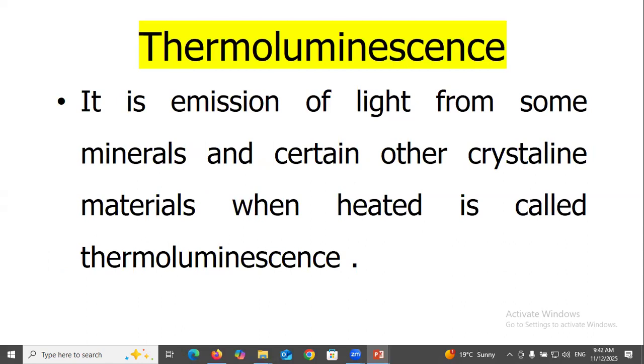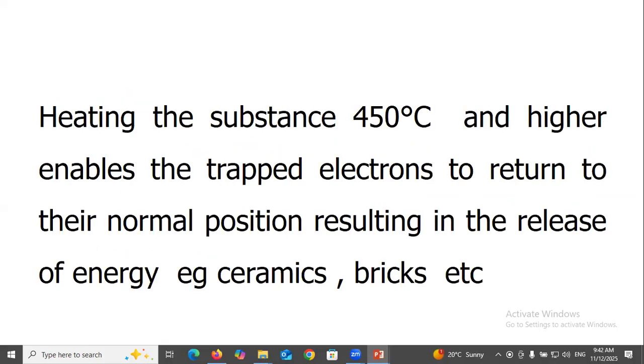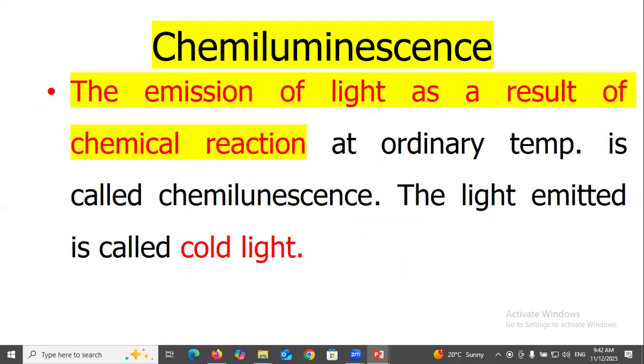Thermoluminescence: it is the emission of light from some minerals and certain other crystalline materials when heated, and it is called thermoluminescence. Heating the substance at 450 degrees Celsius and higher enables the trapped electrons to return to their normal position, resulting in the release of energy. Example, ceramics, bricks, etc. Chemiluminescence: the emission of light as a result of a chemical reaction at ordinary temperature is called chemiluminescence. The light emitted is called cold light.